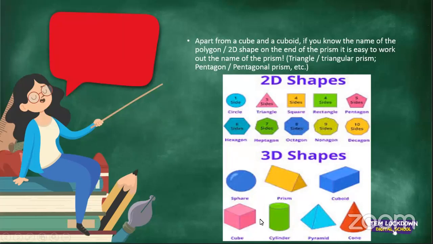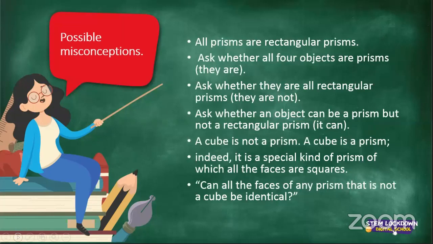Okay, look at all these shapes. This one is a sphere, a prism, cuboid, cone, pyramid, cylinder, and in pink we have a cube. Okay, now let's move on to our next slide.